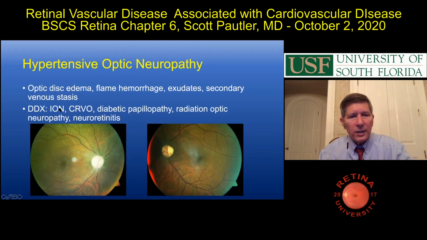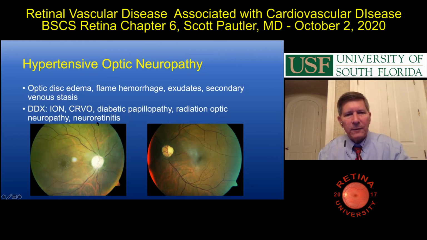And there's a differential diagnosis. Hayreh considers hypertensive optic neuropathy a type of ischemic optic neuropathy and sort of gradations thereof. But of course, there is the ION, arteritic and non-arteritic. Diabetic papillopathy is often considered a type of ischemic optic neuropathy related to diabetes. Radiation is certainly ischemic as well in terms of general categories.